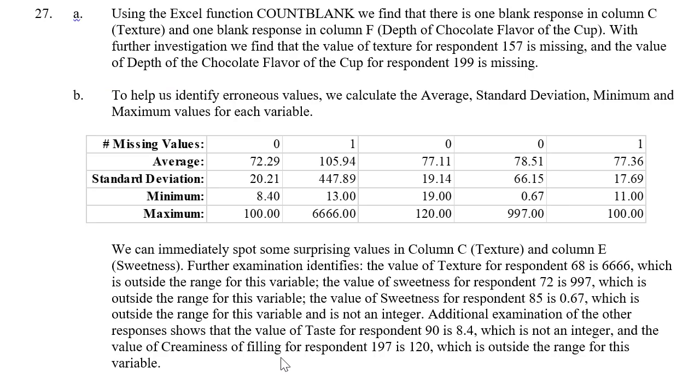For problem number 27, I was looking for your way of going about selecting anything that is wrong with the problem. So part A asks if there are any missing values. Some of you went through and just looked at your data to see if there was anything missing, but you can miss that.